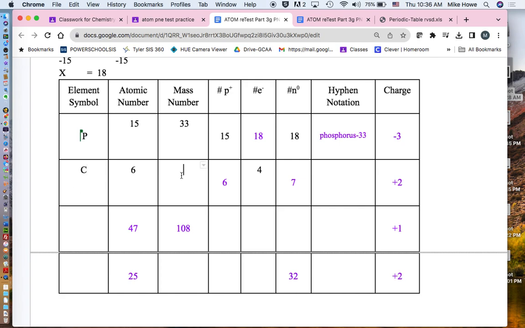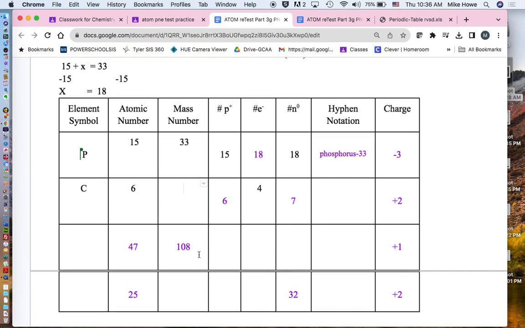All right, so the mass number is the protons plus the neutrons. If we have the protons with 6 and the neutrons with 7, what's 6 plus 7? And then the hyphen notation is the name of the element, hyphen, then the mass, which is 13. So that's how you fill in these kind of proton, neutron, electron grids. This is what the test will look like. I hope that is helpful and that you do well.